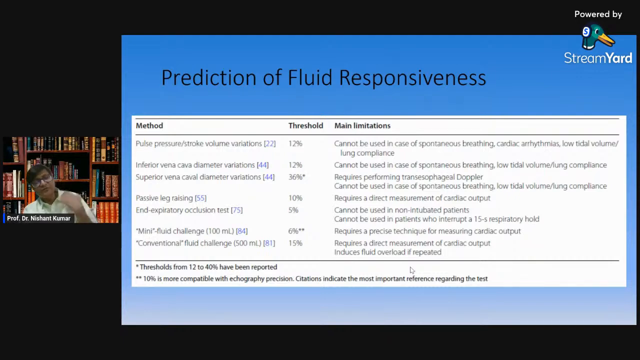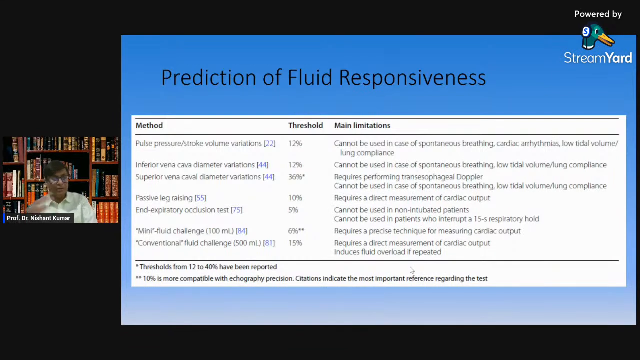There are others also. You have the high tidal volume challenge. You have the end expiratory occlusion test also. But then again, end expiratory occlusion test cannot be used in non-intubated patients, and you have to have a respiratory hold for that. Again, mini fluid challenge, you can give 100 ml. Again, you need the cardiac output monitoring, and a conventional fluid challenge can be given. You have the ETCO2 monitoring, which can guide you. If the ETCO2 rises by 5 to 10 mmHg, then that means that the patient was actually responsive to fluids.